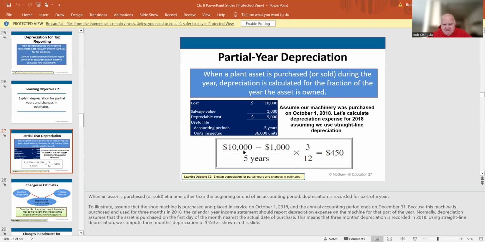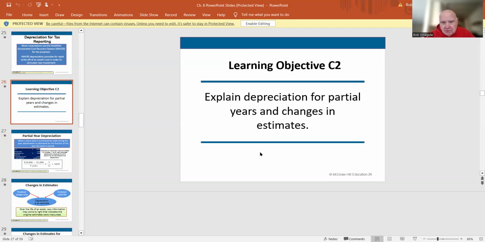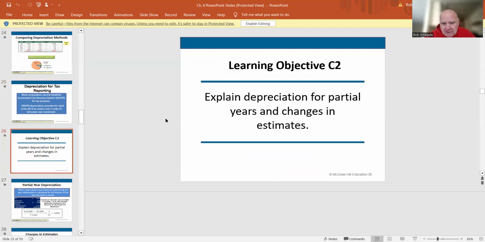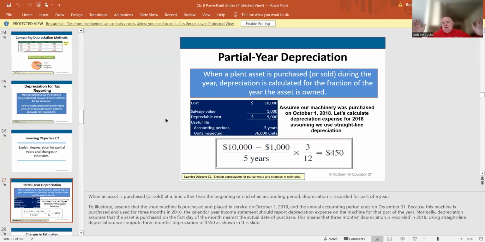Well, we know we take 10,000 minus the salvage value. That was 9,000. We divide by 5, and you should recall that gave us $1,800 a year. But we only had this asset for 3 months: October, November, December. 1/4 of a year, if you will. So we're going to take 3 over 12 and take 1/4 of that 1,800, and that becomes your depreciation expense.